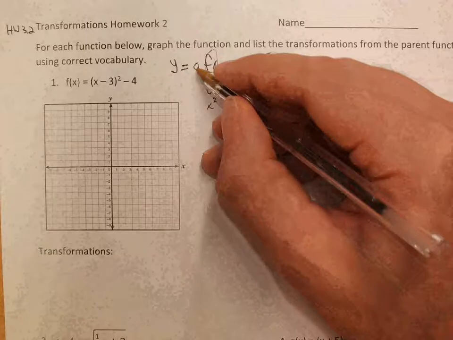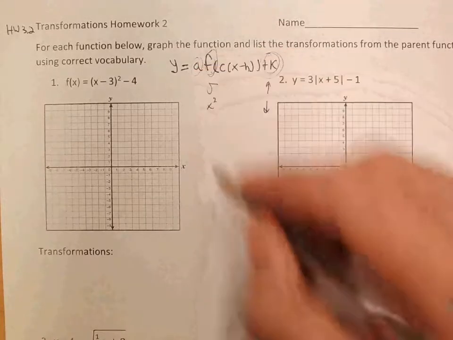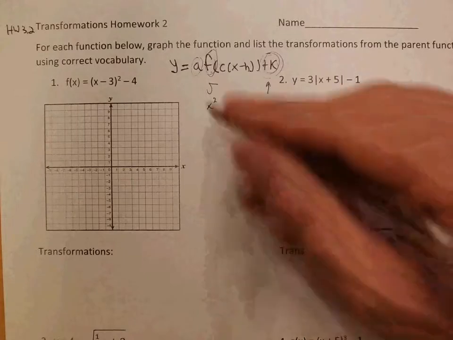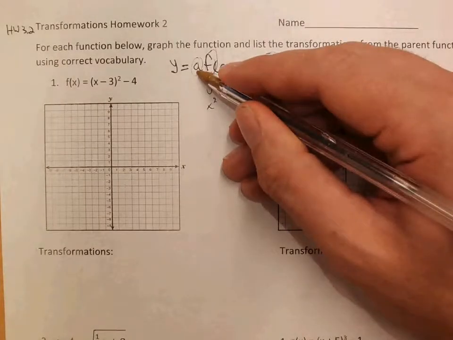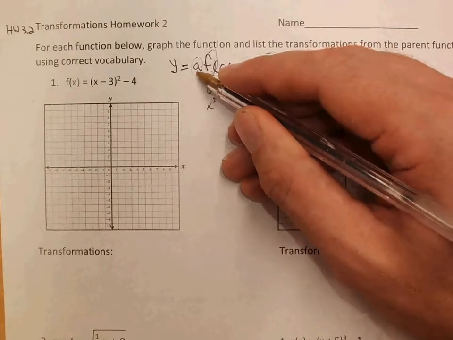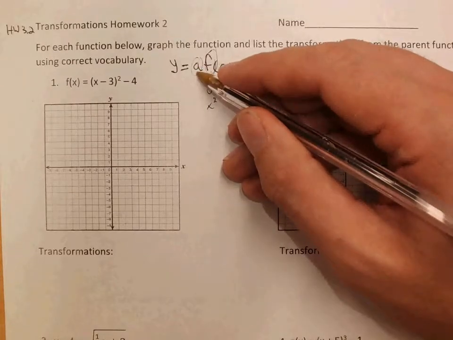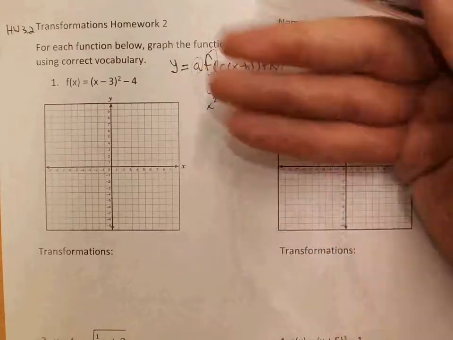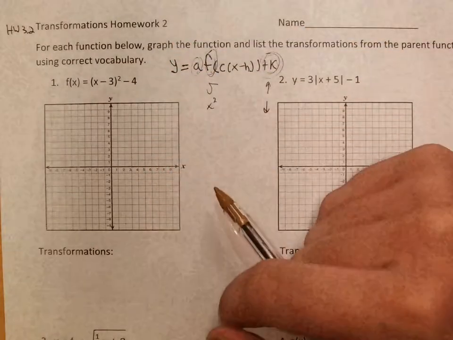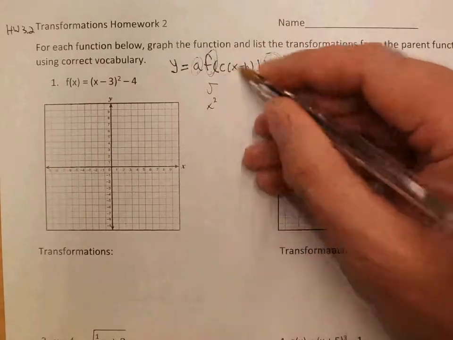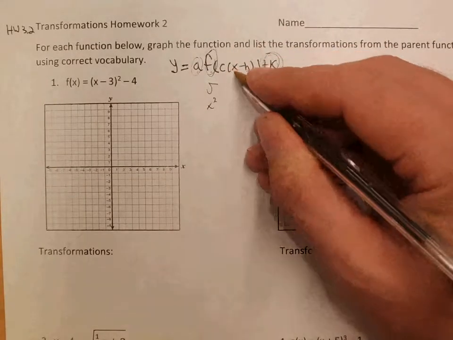The stuff outside of the function is usually pretty easy. The plus k is a translation up or down. The a is a vertical stretch by a factor of a. If the absolute value of a is less than 1, it'll be a vertical compression by a factor of a. And if a is negative, it reflects the function across the x-axis.